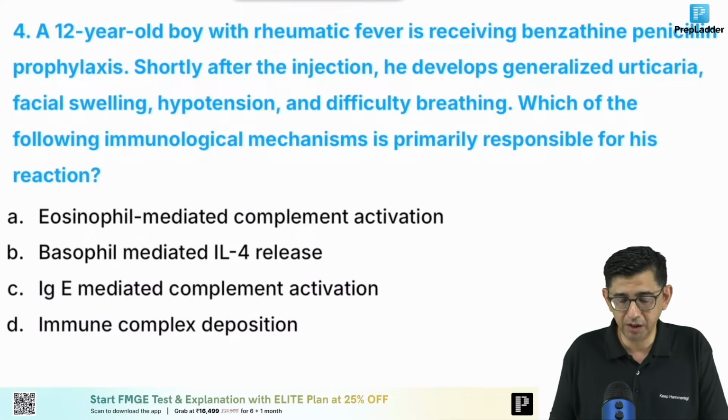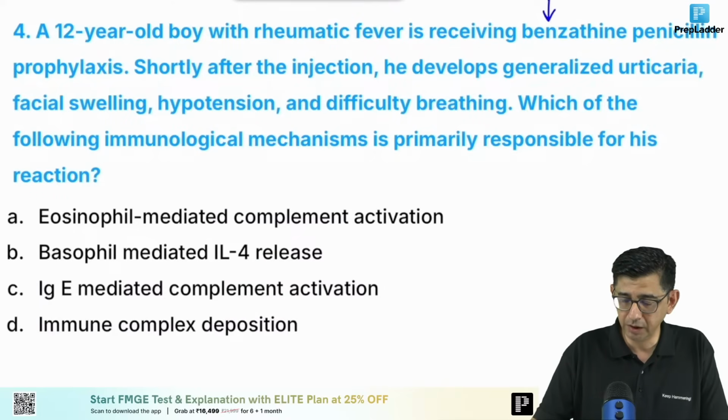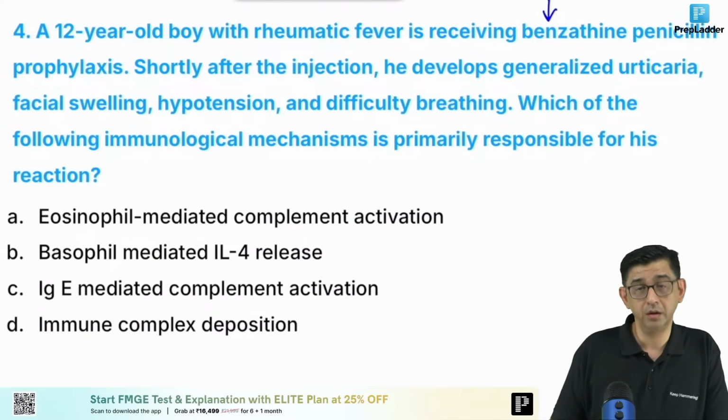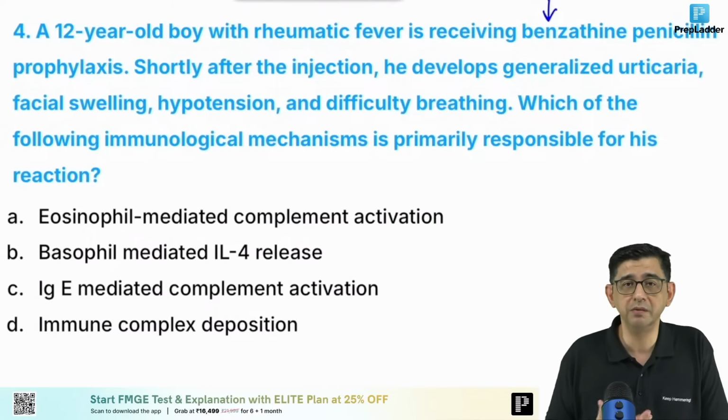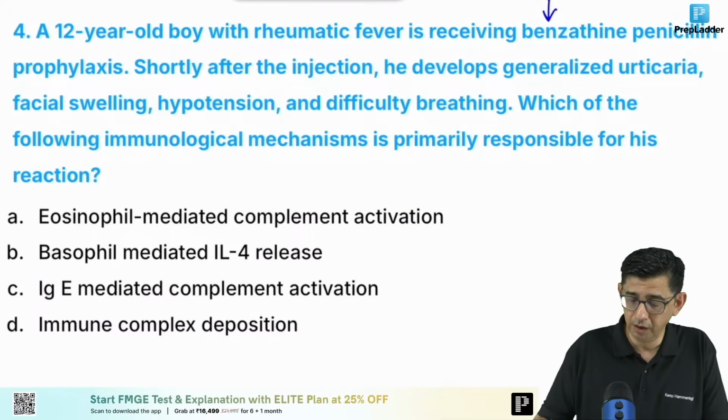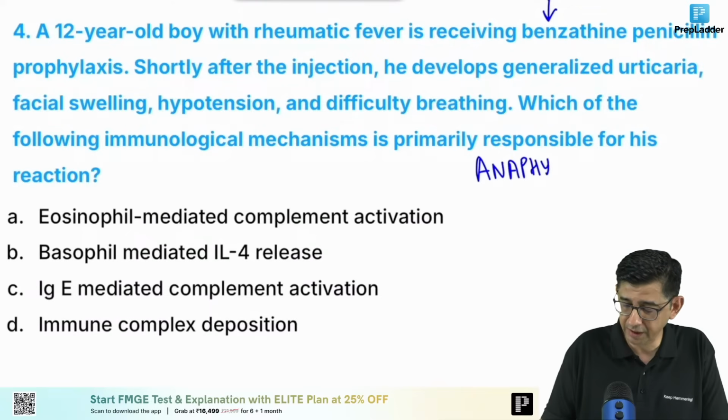We have this 12-year-old boy with rheumatic fever and he's receiving benzathine penicillin prophylaxis. Now you're aware in rheumatic fever, we give benzathine penicillin, a long-acting penicillin injection, to prevent recurrent sore throats. And then a horrible thing is happening that should never happen in the career of any doctor. There's urticaria, swelling, histamine being released, so hypotension because of vasodilation and bronchospasm causing breathing difficulty. The patient has developed a type 1 hypersensitivity reaction, that is anaphylaxis.